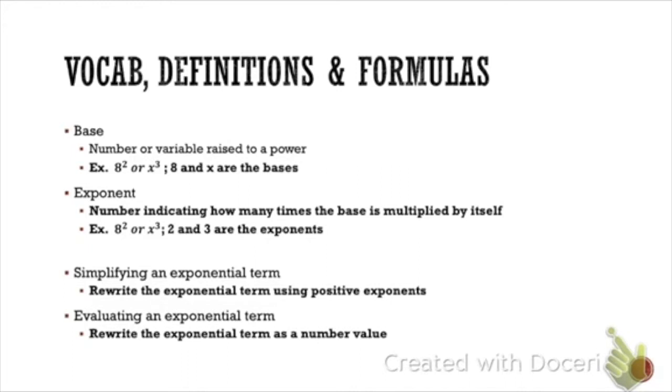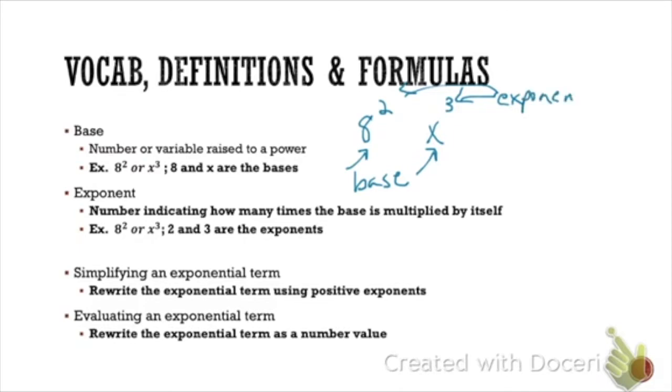So in math, when we talk about the base of a term, that is a number or variable that's being raised to a power. Some examples are 8x squared or x cubed. So 8 to the second power, x to the third power. So we have a number and a variable. Those are our base. Now the little number up and to the right, that's an exponent, and that's a number that indicates how many times the base is multiplied by itself. So here, the 2 and the 3, those are what we call the exponents.